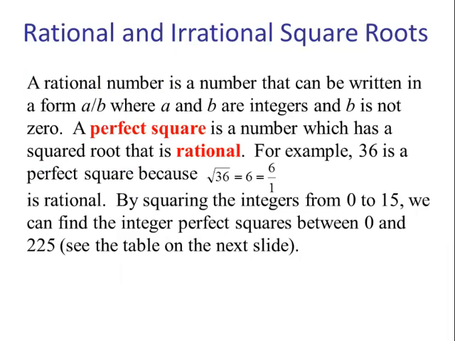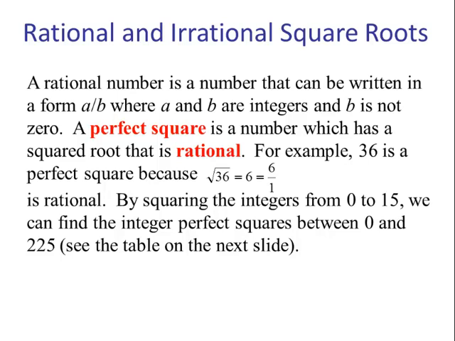Rational and irrational square roots. A rational number is a number that can be written in the form a divided by b, where a and b are integers and b is not 0. A perfect square is a number which has a square root that is rational. For example, 36 is a perfect square because square root of 36 equals 6, because 6 squared is 36, and 6 can be written as 6 over 1, where a would be equal to 6 and b is equal to 1. So 6 over 1 is what we call a rational number.